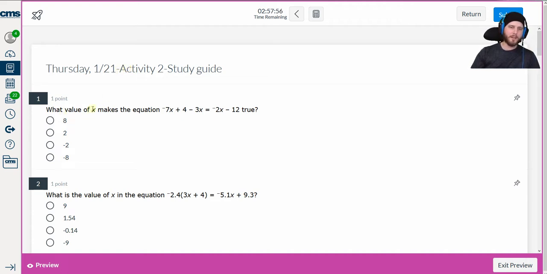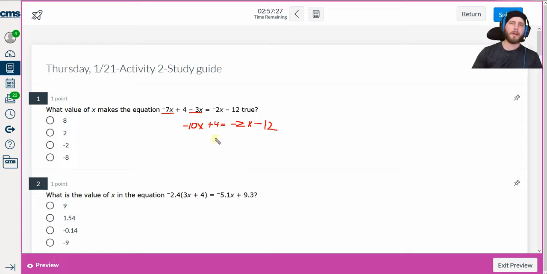So number one, what value of x makes this equation true? So we're going to be solving an equation. For starters, we're going to have to combine our like terms, so I'm going to combine those two first. Negative 7x minus 3x, that gives me negative 10x for now. Plus 4, and the right side I haven't done anything yet. Negative 2 minus 12. Oh, that's negative 2x minus 12.